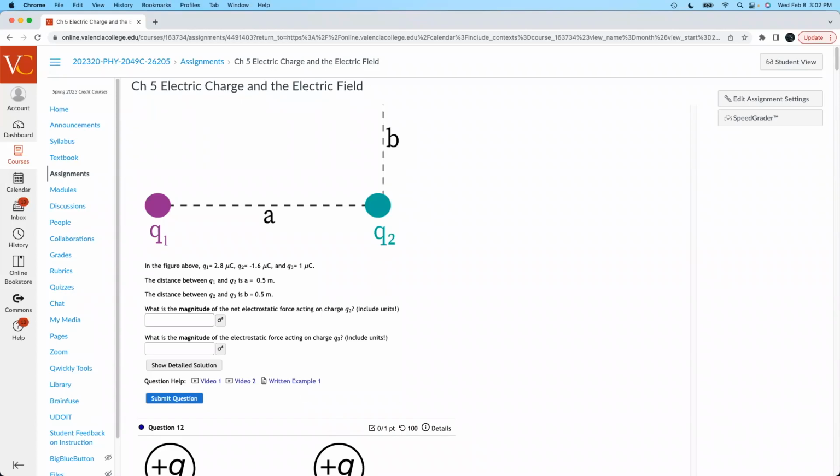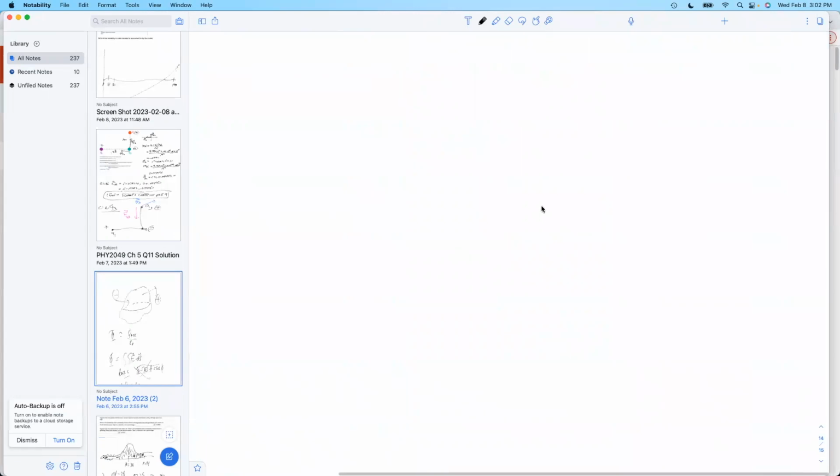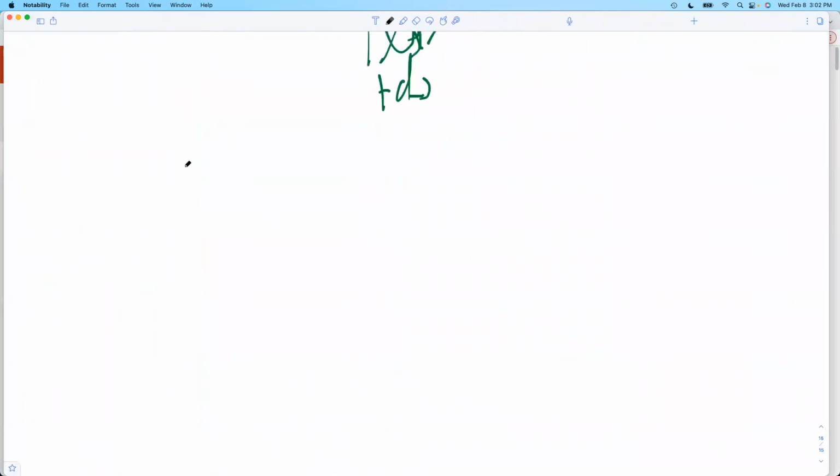Okay, I want to do one more Gauss's law problem. Probably the most important one, because this is the one you're going to be writing up for me in a group assignment.